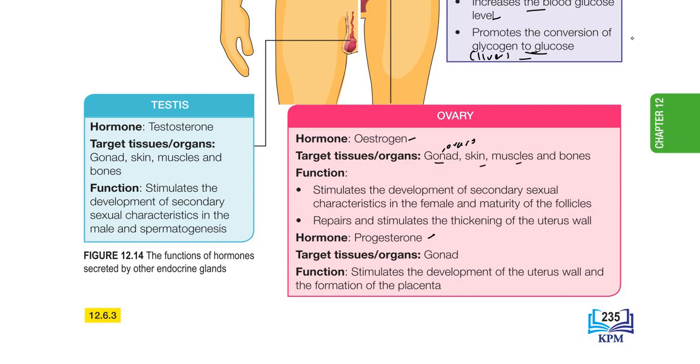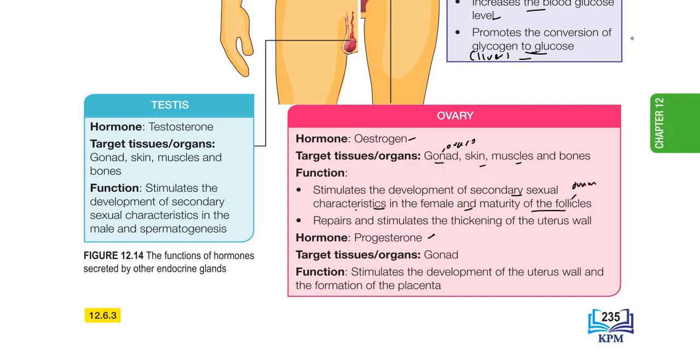The function is to stimulate the development of secondary sexual characteristics in the female and the maturity of the follicles. So estrogen is very important to make sure that the female has female characteristics, maybe the development of breasts, the hips becoming rounder. So that is the secondary sexual characteristic. And then the maturity of the follicles, this is related to ovum formation.